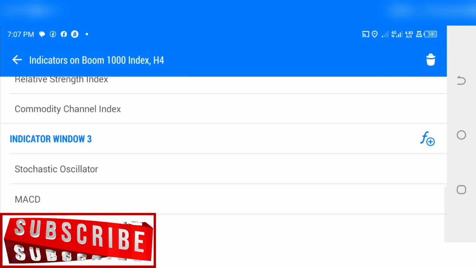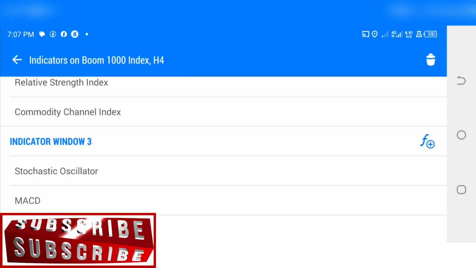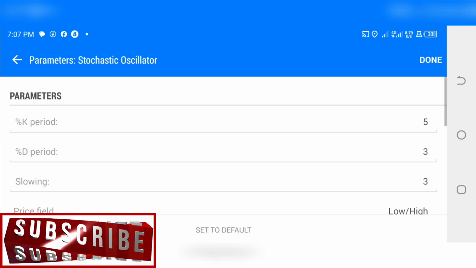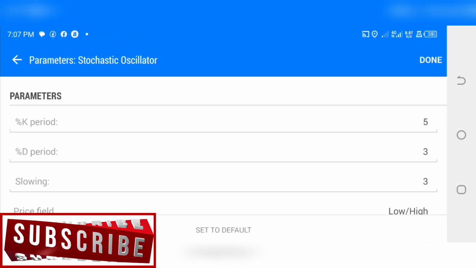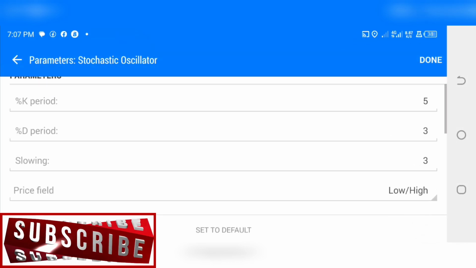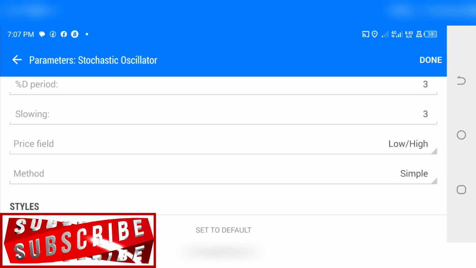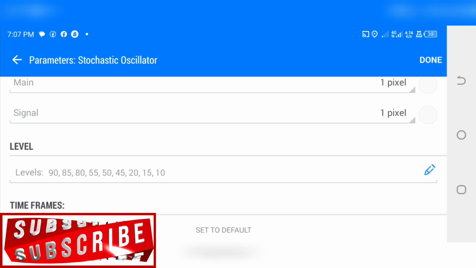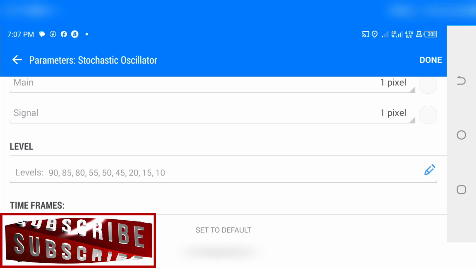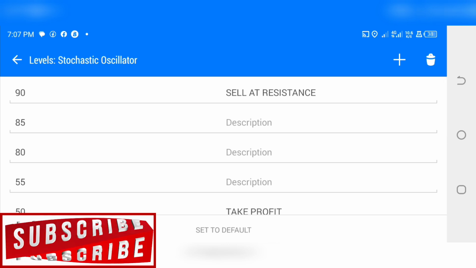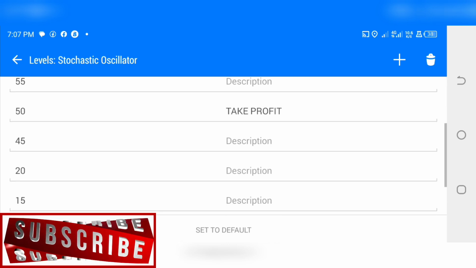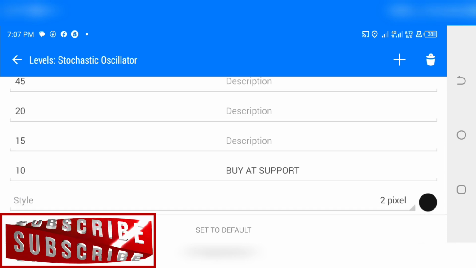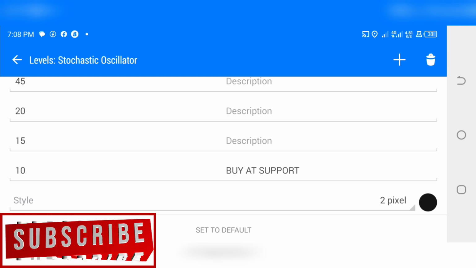We're on indicator windows 3, which will have our stochastic oscillator. K period is 5, D period is 3, slow is 3, price field is low or high, method is simple. Main is 1 pixel white, signal is 1 pixel white. For levels, click on it and enter the following: 90, 85, 80, 55, 50, 45, 20, 15 and 10. Style is 2 pixel black.